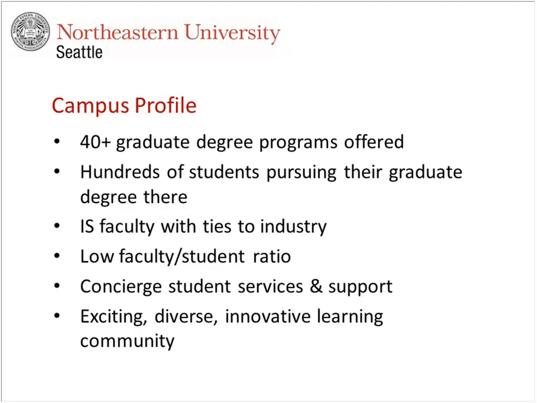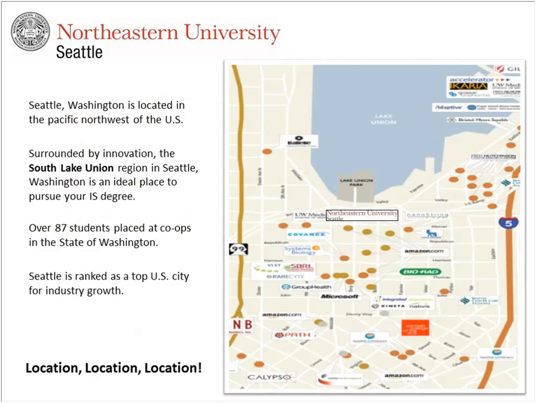So as I mentioned, the Seattle campus is a really exciting place. It's a very innovative place. It's a wonderful place to pursue your IS degree because you're able to network with area companies as part of your experience. This is where Seattle's campus is located. It's described as being in the South Lake Union area. You can see, it's basically surrounded by innovative companies, some of the brand name companies that you've heard of, Amazon and Microsoft, and some of our students are working or co-oping in places like that.